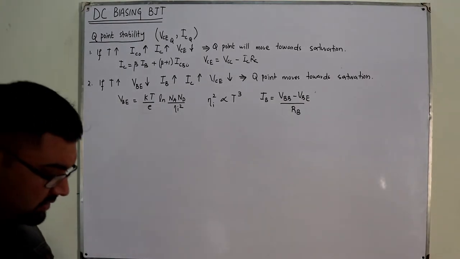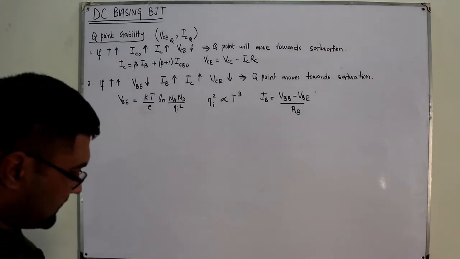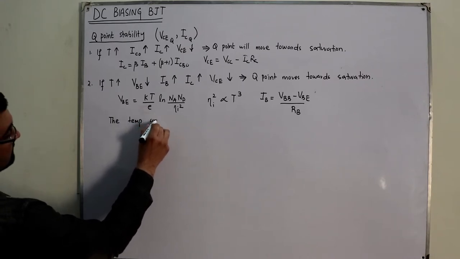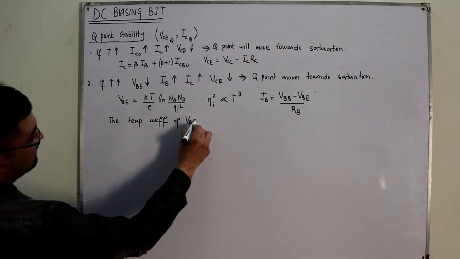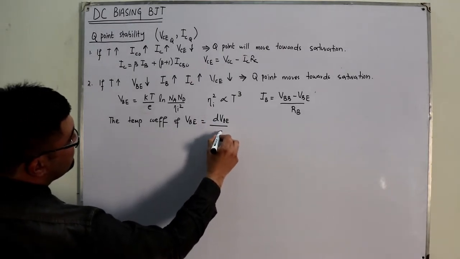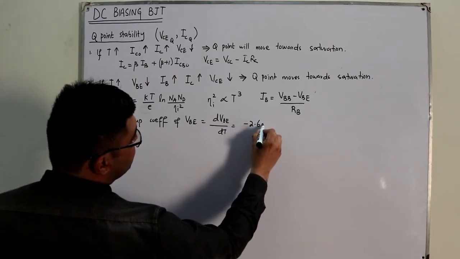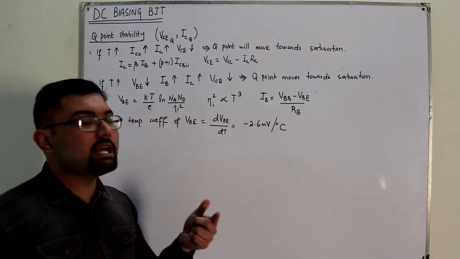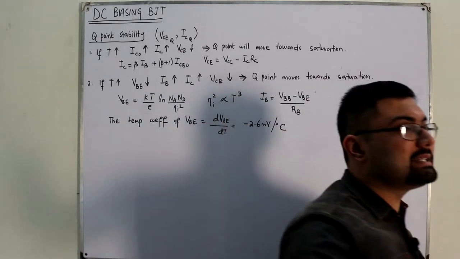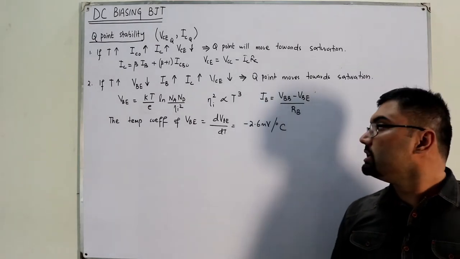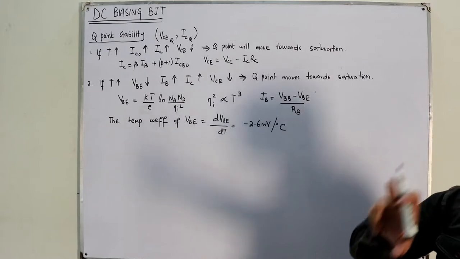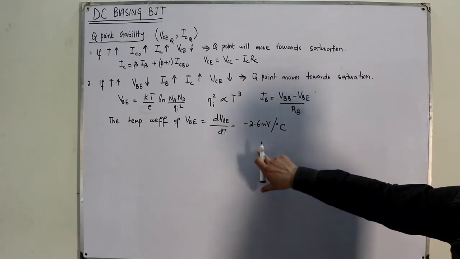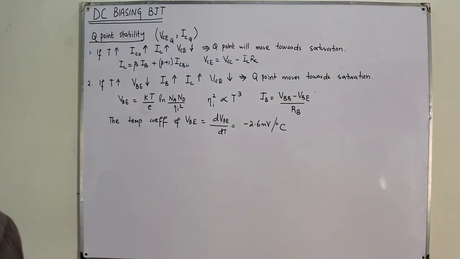The temperature coefficient of VBE, dVBE with respect to dT, is equal to minus 2.6 millivolts per degree centigrade. This means that for every 1 degree centigrade rise in temperature, the barrier potential VBE of the forward PN junction diode reduces by 2.6 millivolts. Write it down for yourself. Is that fine?